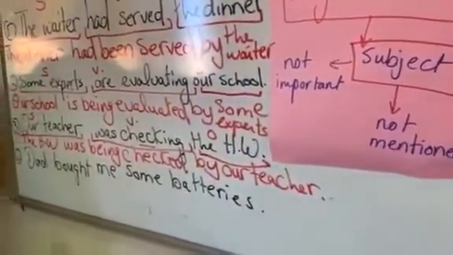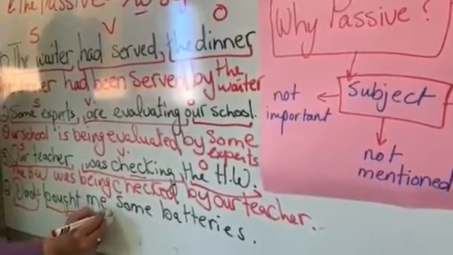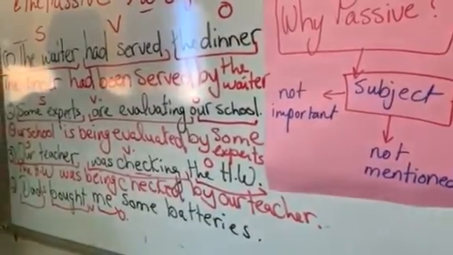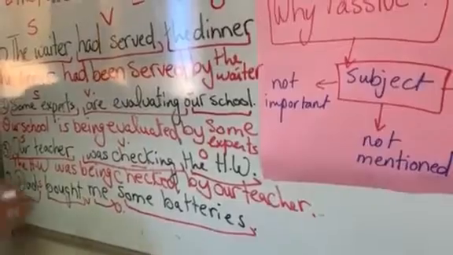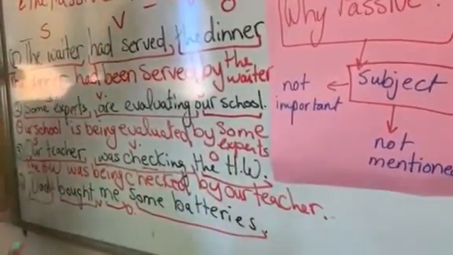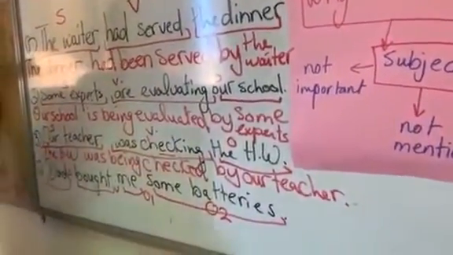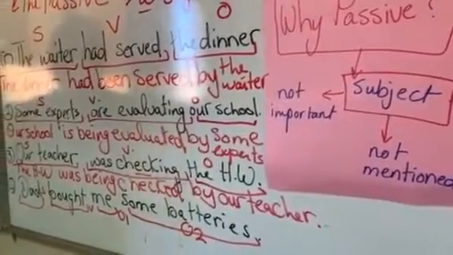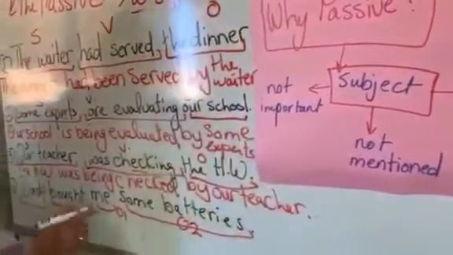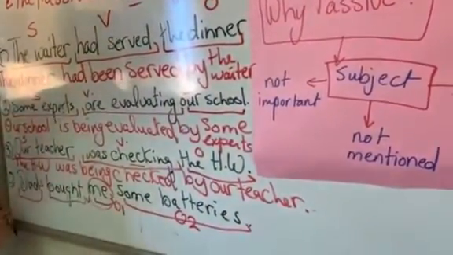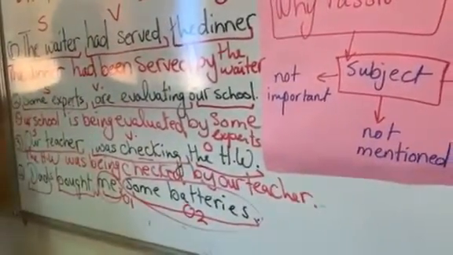Now number 4, that, the subject, bought, the verb, me is the object. Okay, what about some batteries? What part of speech is this? Okay, now sometimes we have 2 objects in a sentence. I have object number 1 and I have object number 2. Okay, what I'm going to do, I'm going to use one of them. Sentences like these have 2 answers, okay? Whether to use this object as the start of my sentence or use the other object as the start of my sentence. Let's try it.